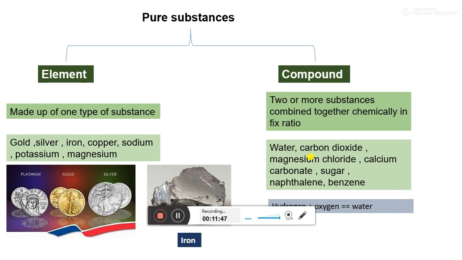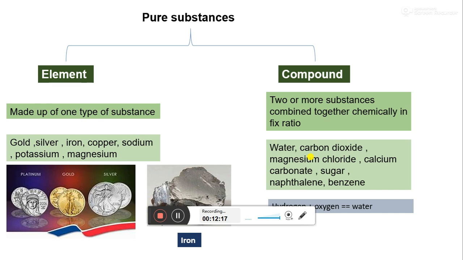If I talk about water, what is water's chemical formula? H2O. What do you mean by H2O? In which hydrogen is 2 and the ratio of oxygen is 1. That means water is made up of 2:1, right? I can say that the ratio of hydrogen to oxygen is 2:1, right? That is known as the compound. Water is an example of a compound, that is H2O.